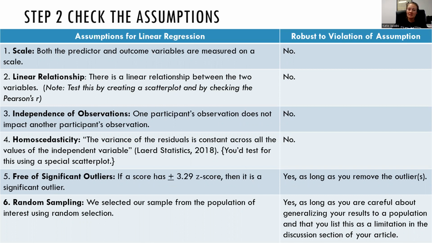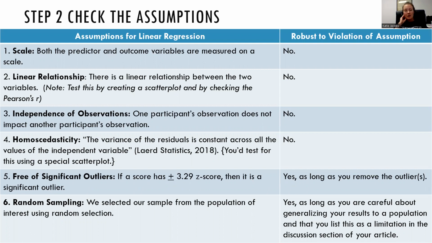A scale is data that's on an interval or ratio level of measurement. So you'll see here we have the assumption, if we violate that, if our data is on a nominal or ordinal level of measurement, linear regression is not robust to the violation of this assumption. What that means is that then you would have to go in and find a different analysis to use to analyze your data set.